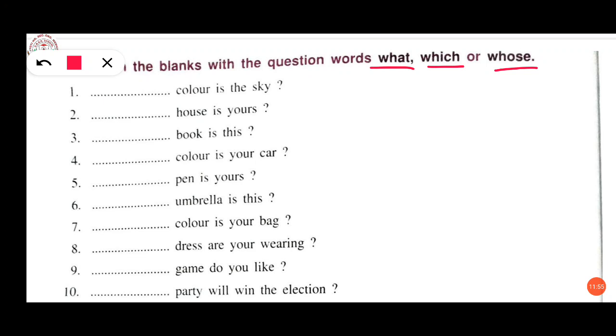Second, dash house is yours. Which house is yours? Third, dash book is this. Like in the class every time you people used to ask this question, whose book is this? Whose bottle is this? Whose water bottle is this? Whose pencil is this? So this one is very easy. Whose book is this? Fourth one, dash color is your car. Which color is your car?